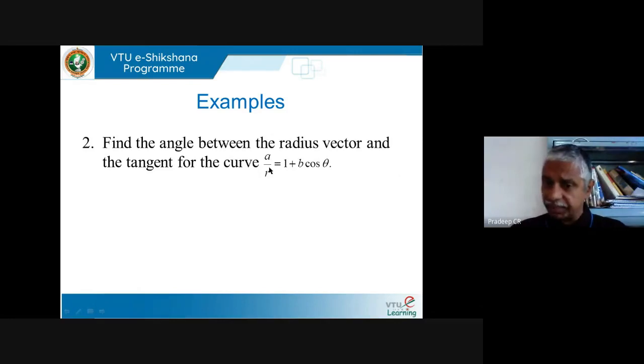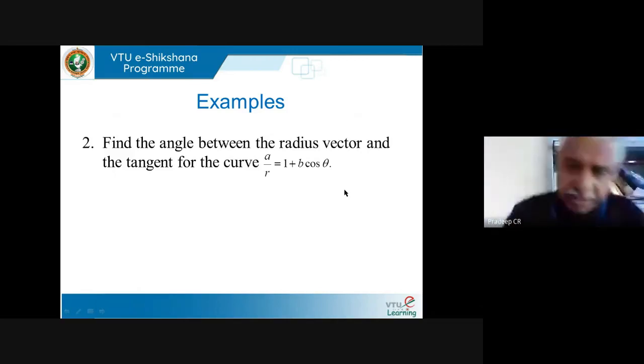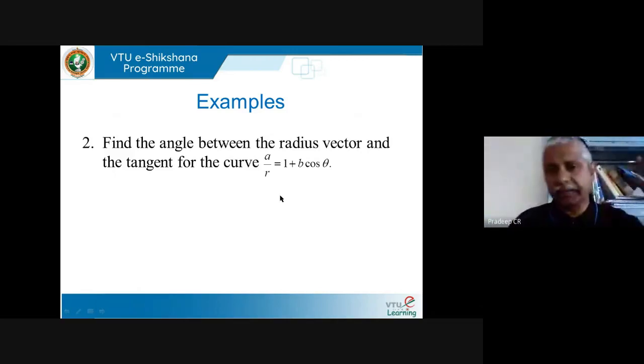Here, I'm given a curve, and the curve is given by this: a by r is equal to 1 plus b cos theta. As theta varies, r will also vary. A and b are fixed constants. A and b could be any real numbers, 1 and 2, 5 and 7, minus 2, minus 7 or whatever, any two real numbers. So for different real numbers, you will get different curves.